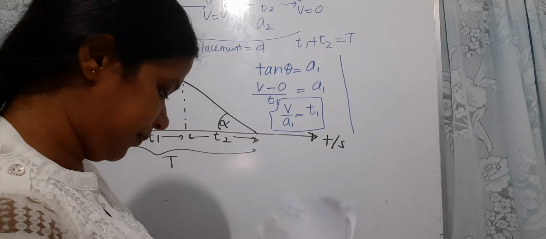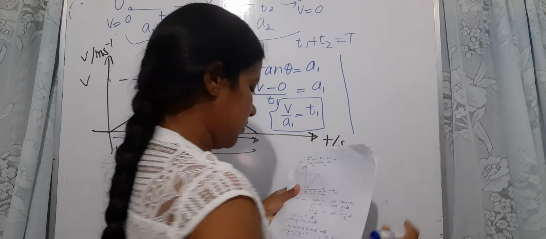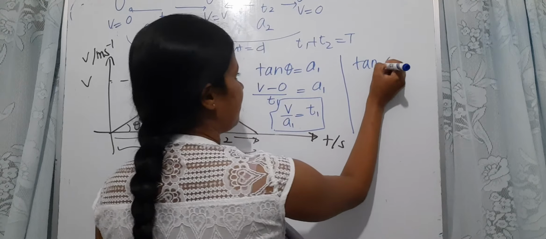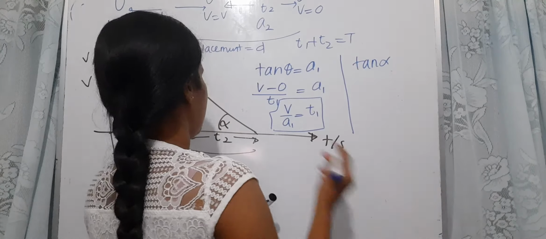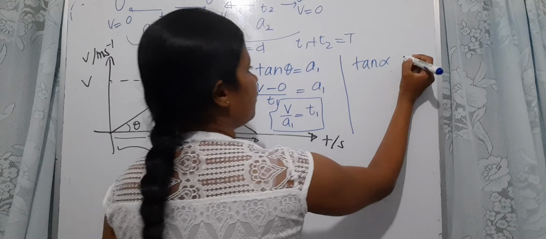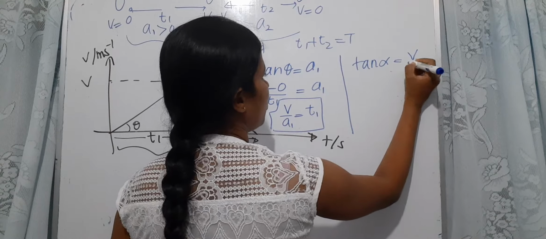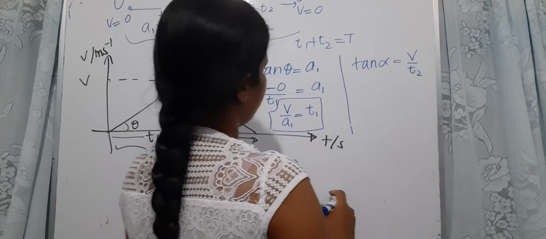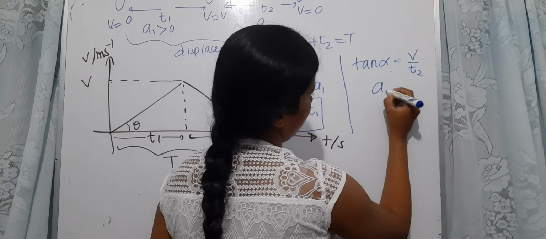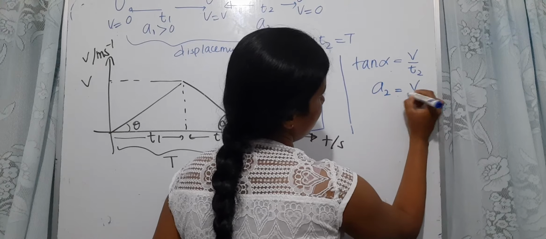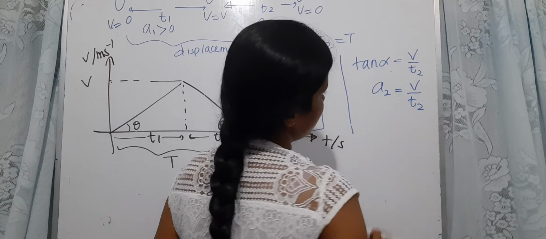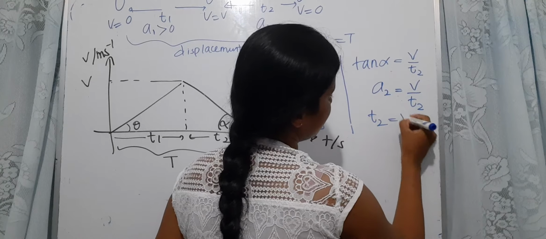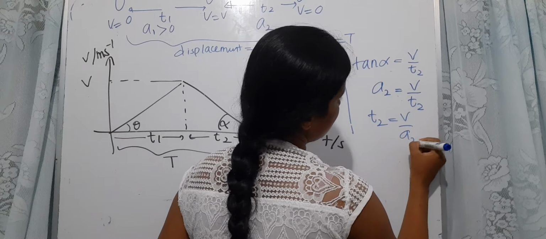Next one, T2. Then tan alpha equals V over T2. Therefore, this is A2, T2. Then by cross multiplying, T2 equals V over A2.